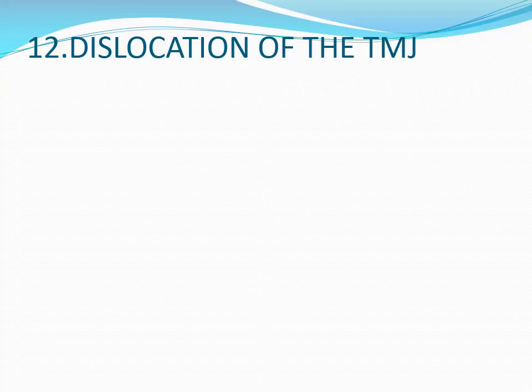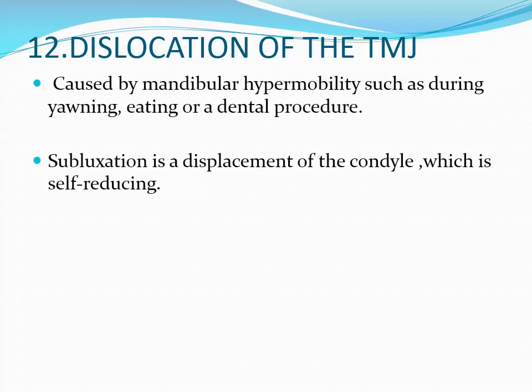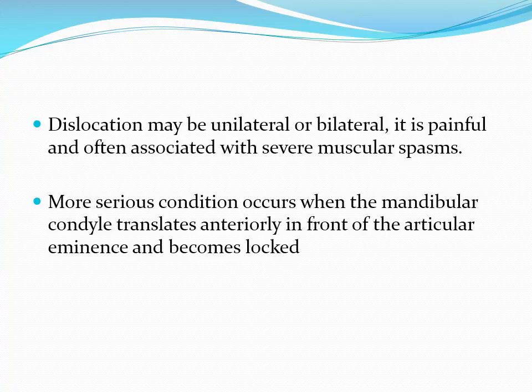Dislocation of the temporomandibular joint is caused by mandibular hypermobility, such as when somebody yawns, or eating, or during a dental procedure. Subluxation is a displacement of the condyle which is self-reduced. Dislocation may be unilateral or bilateral. It is painful and often associated with muscular spasm that is similar to the one in temporomandibular dysfunction syndrome. In more serious conditions, when the mandibular condyle translates anteriorly in front of the articular eminence, it is locked.